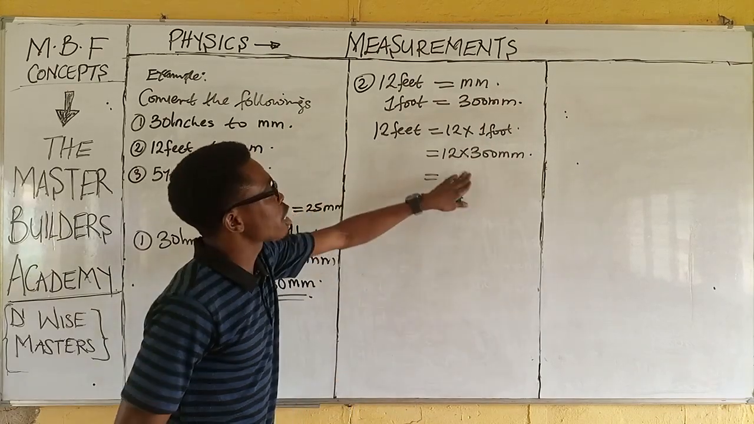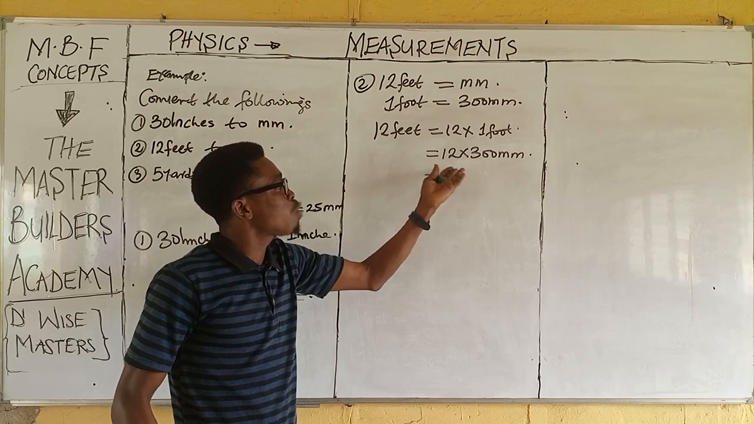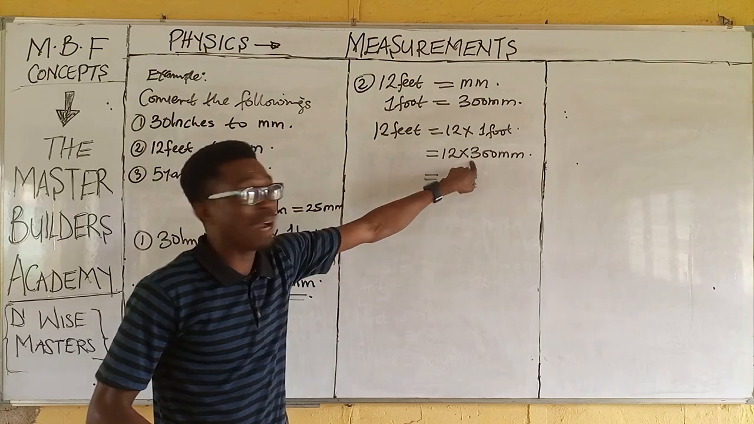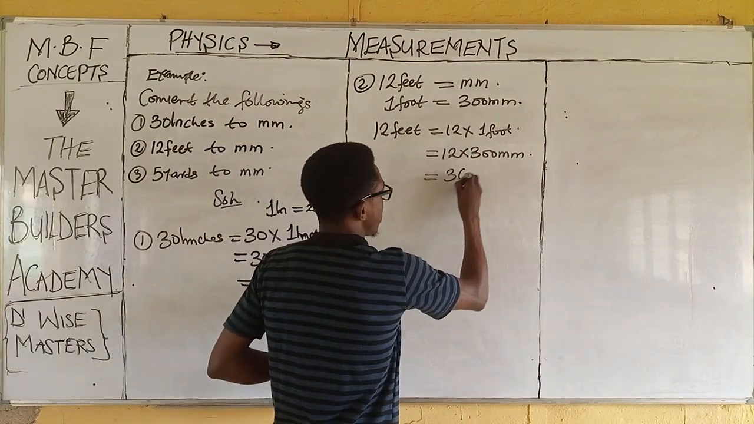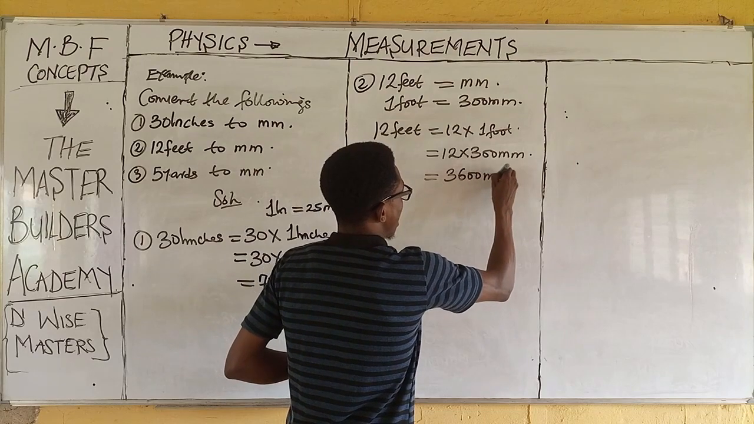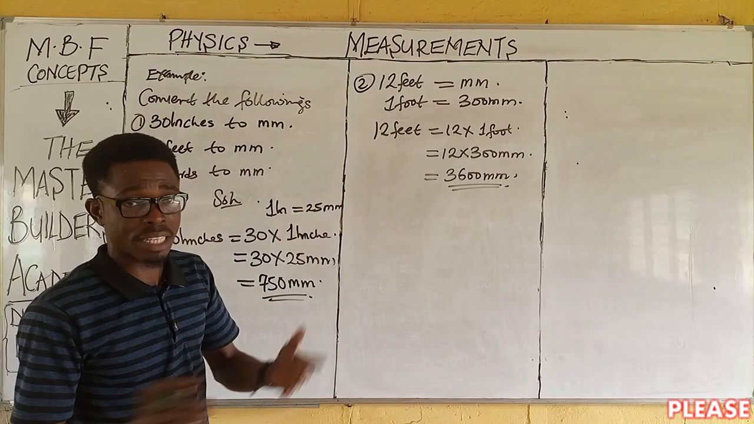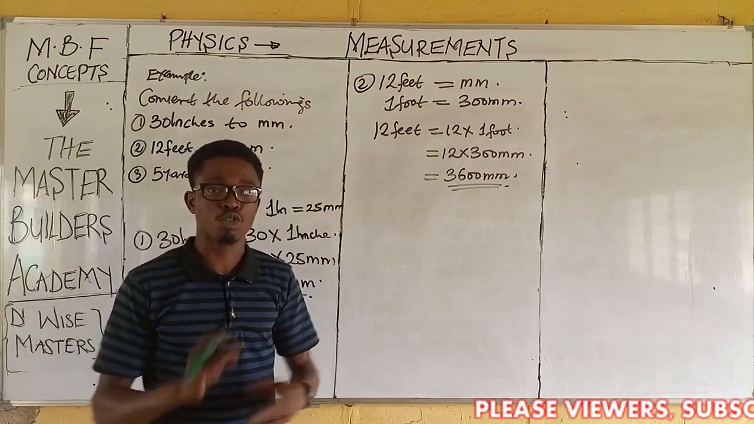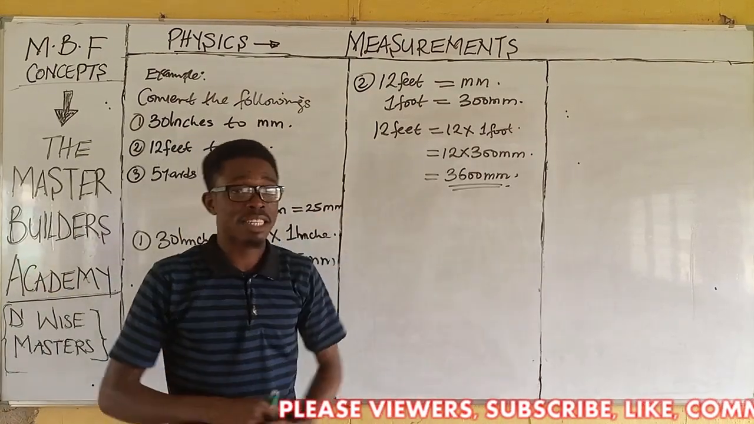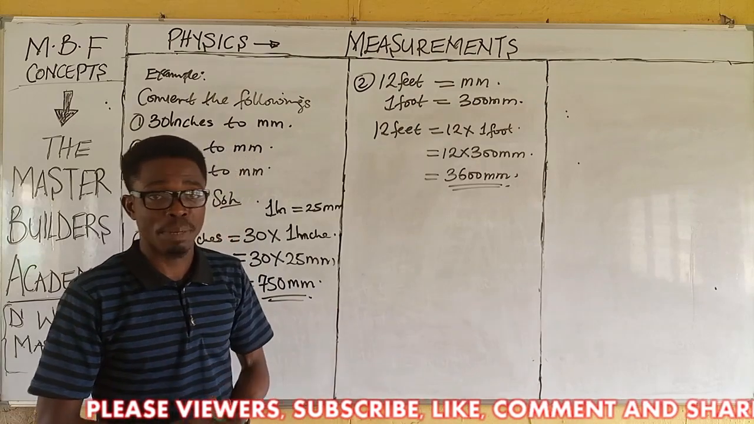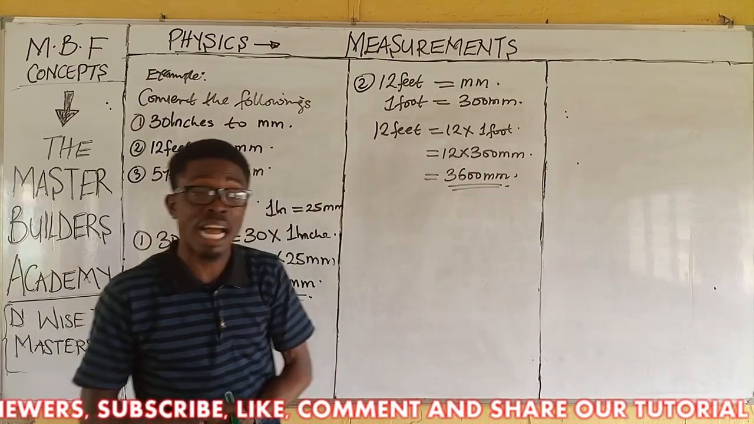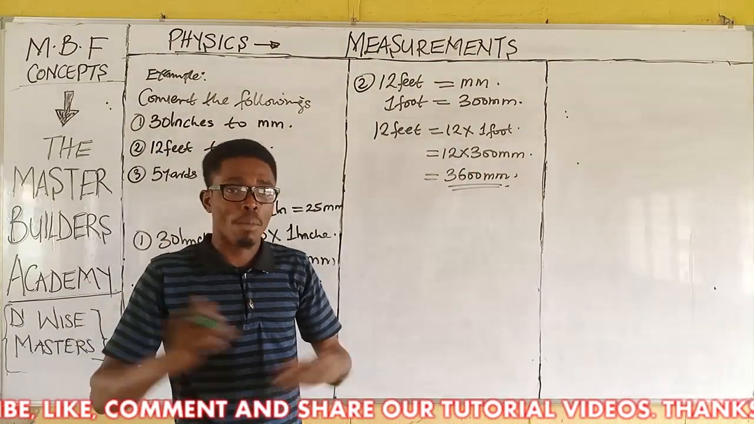Now, when we multiply 300 mm by 12, all you just need to do, 12 multiplied by 3 is 36. Then add the 2 zeros there. That gives us 3,600 mm. For those builders, you understand that 12 feet for a room, 12 by 12, means 3,600 millimeters by 3,600 millimeters. Of course, you can convert from millimeters to centimeters and from millimeters also to meters, right?